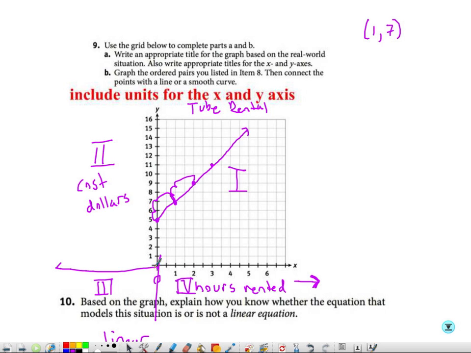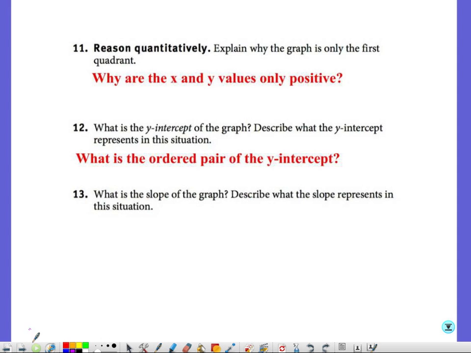So if you are in the second quadrant, you have negative hours, which I'll leave to you to conclude if that makes sense or not. And if you are in either the third or fourth quadrant, you notice that your cost begins to have negative values, which I'll leave up to you to determine if that makes any sense or not.